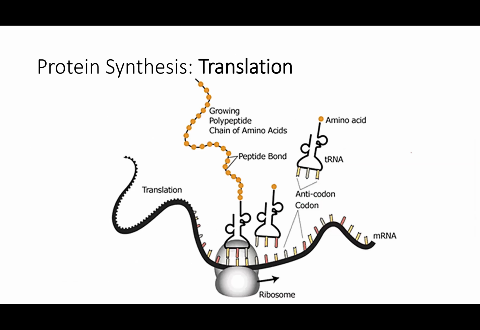Here is another illustration of translation. We have a growing polypeptide chain and tRNA molecules floating around that have very specific anticodons. If the anticodon matches the codon of the mRNA molecule, then the amino acid it has been carrying is transferred to the growing polypeptide chain. And then that just continues.